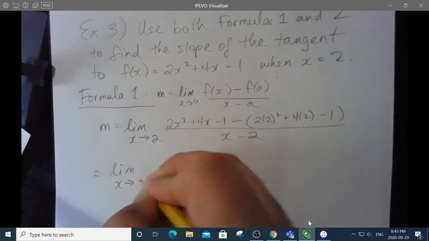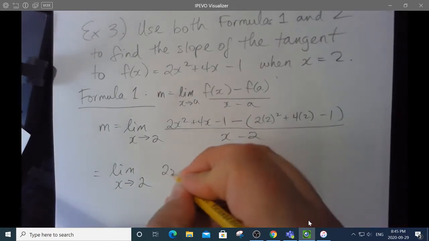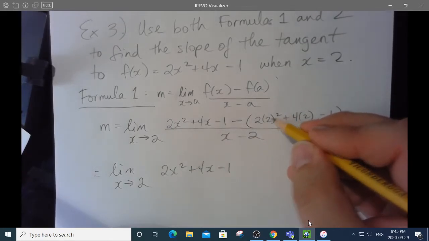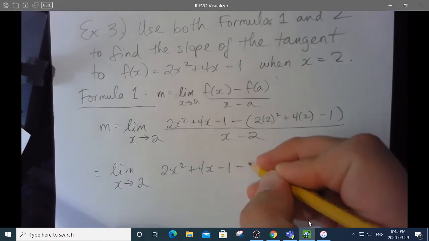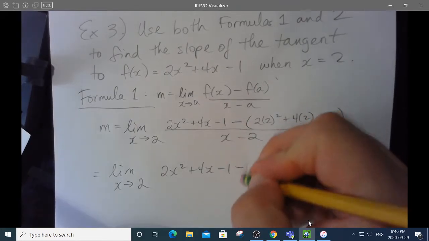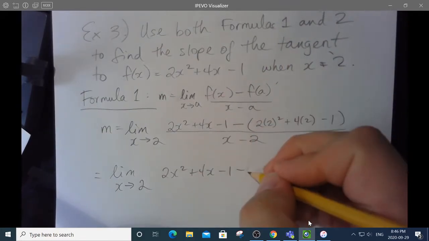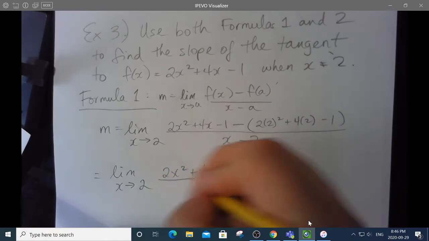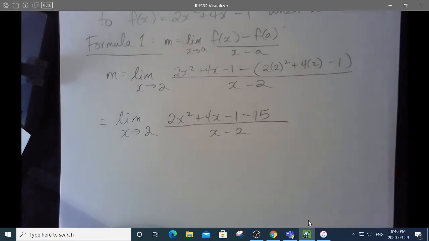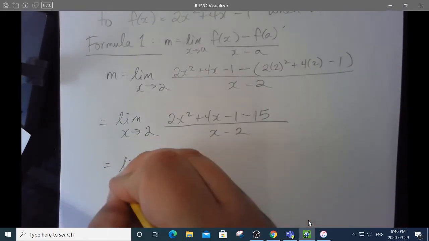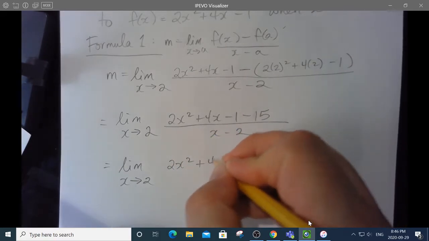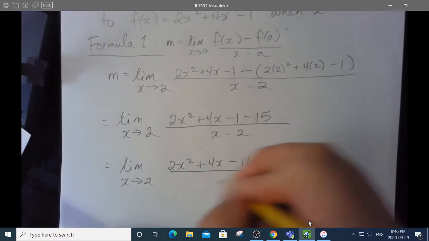So that's the limit as x approaches 2 of 2x squared plus 4x minus, and 2 squared is 4, 4 times 2 is 8, so that's 8 plus 8 is 16, minus 1 is 15. That's minus 15. Okay? And all of that is all over x minus 2. So, next, that's the limit as x approaches 2 of 2x squared plus 4x minus 16, all over x minus 2.